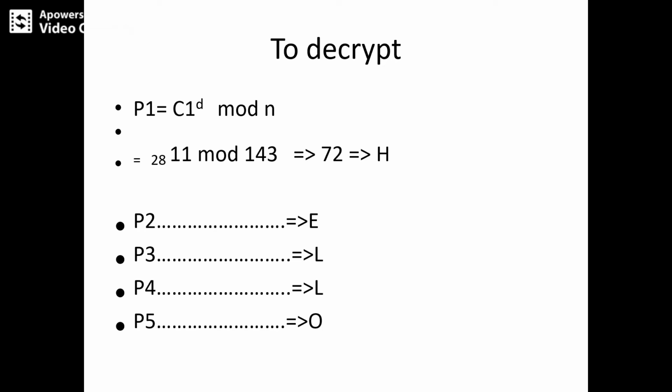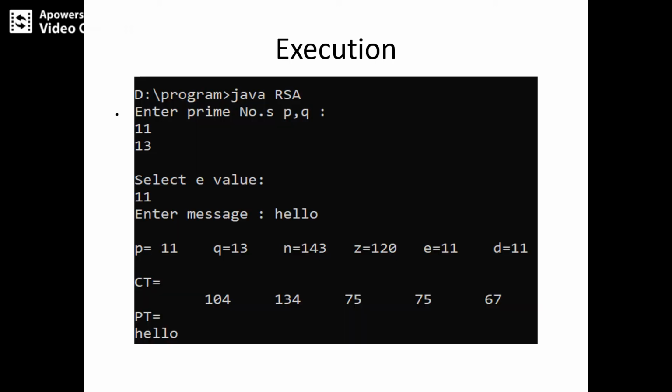Similarly, all the numbers and special characters will be converted into ASCII values, and then we need to apply this encryption and decryption technique. So this is about how to encrypt the text to ciphertext, and then ciphertext to plain text. Next we will see the output of the execution of this program.